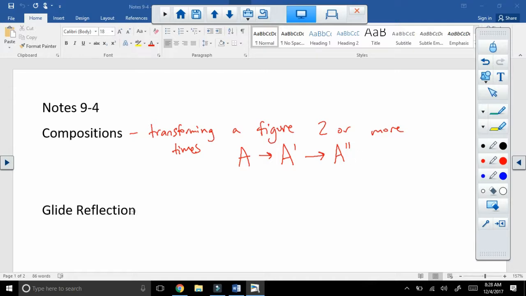There is one type of composition that has a special name. It's called a glide reflection. And a glide reflection does those 2 things. A glide reflection is a translation followed by a reflection. And the order that you do those things is really important. It has to be the translation first, then the reflection. For any composition, do whatever one it says to do first, and then follow it with the second one, because sometimes the order will make a difference.